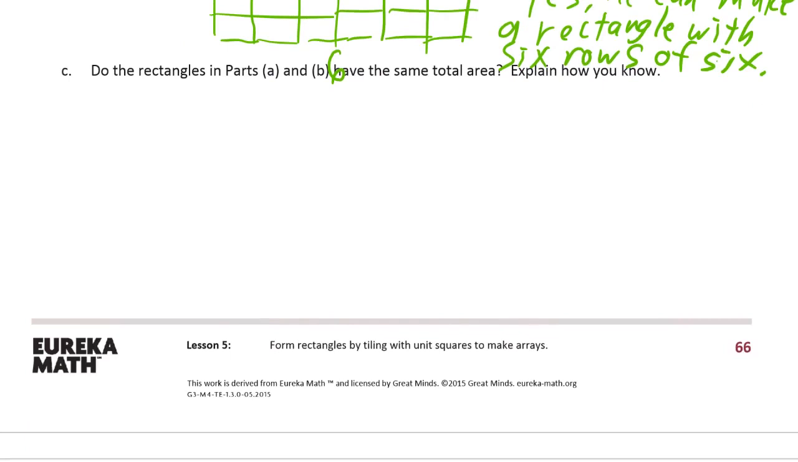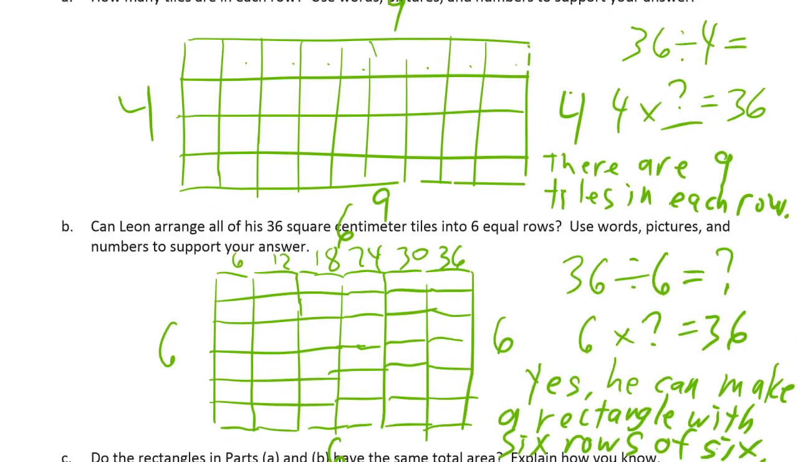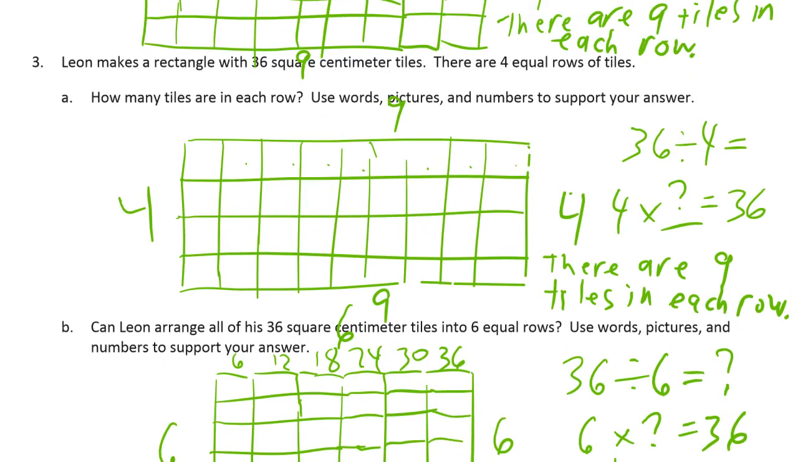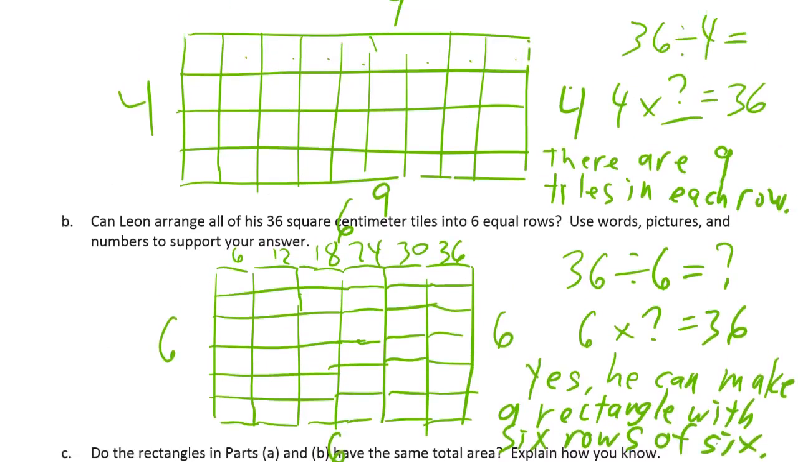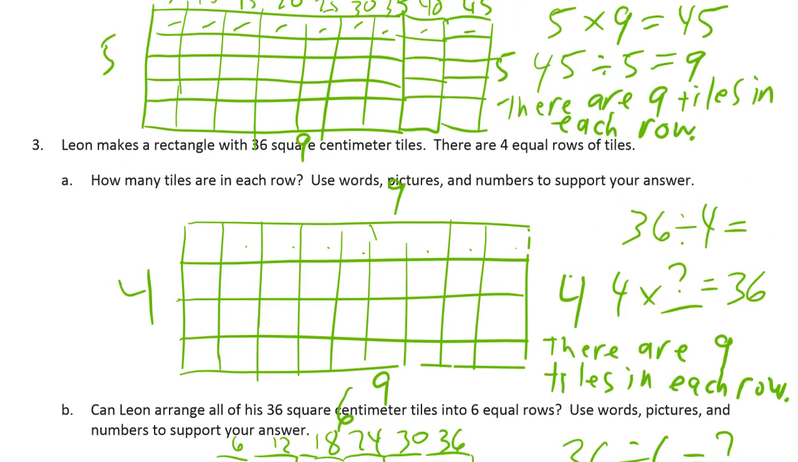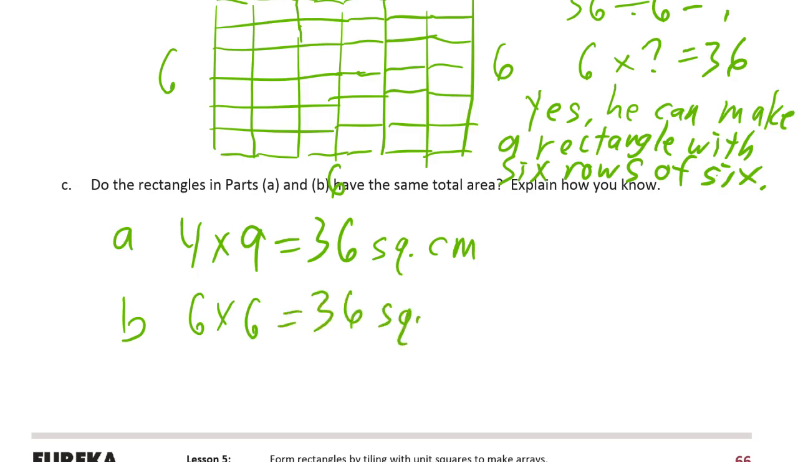And do the rectangles in parts A and B have the same total area? Explain how you know. Well, let's see. So A is a 4 by 9 rectangle. So A is 4 times 9 equals 36. And these are square centimeter tiles and square centimeter tiles, so they're the same units. 36 square centimeters. And B is 6 times 6, which equals 36 square centimeters.